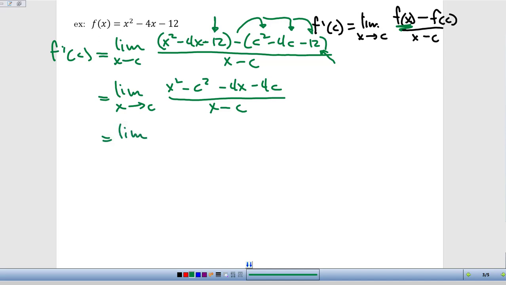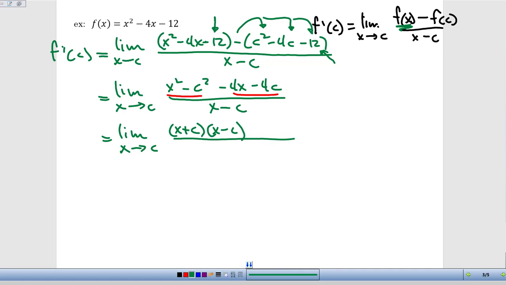So I've got my limit as x approaches c. And so the technique that we're going to use is we're going to factor this part of the expression, and then we're going to factor this part of the expression. And so we've already factored x squared minus c squared before. We know that that factors into x plus c times x minus c. So we've got that much.